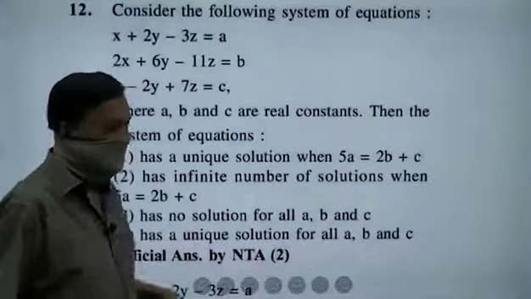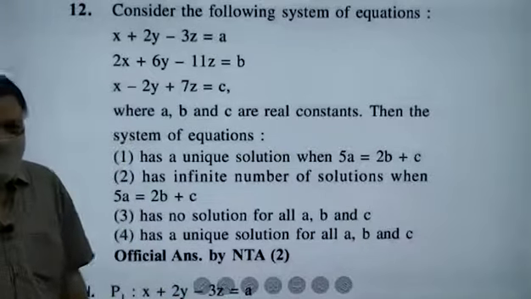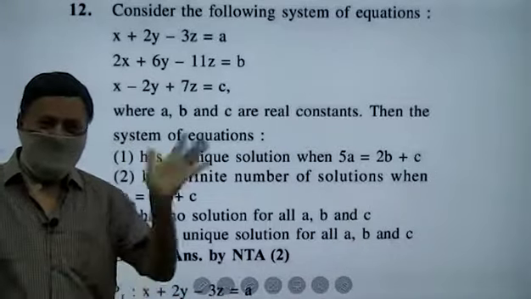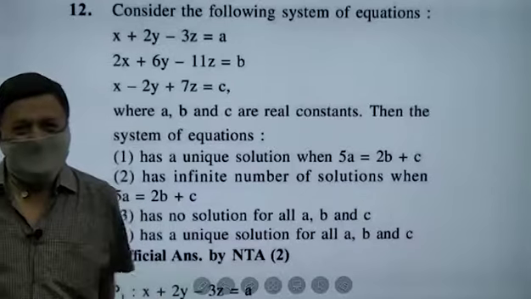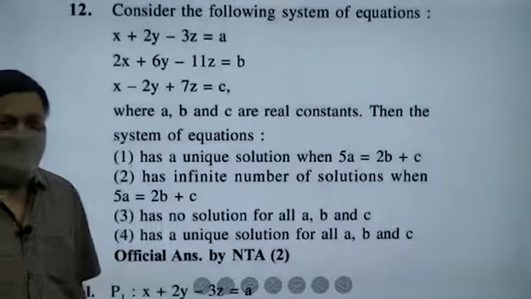So, those who are not preparing seriously, this paper is always easy. Only multiple choice like that. Only integer questions are difficult.